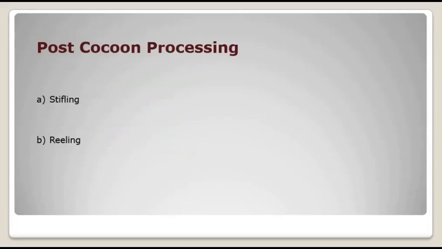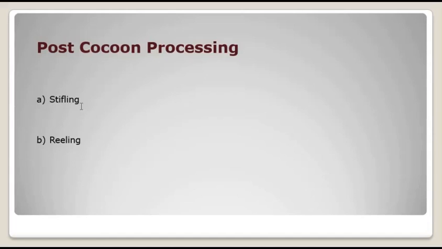Right? Now let's move ahead and see what post cocoon processing is. Post cocoon processing is nothing but the methods of obtaining silk thread from cocoon. Methods of obtaining silk thread from cocoon are said to be post cocoon processing, and it includes two main stages, that is stifling and reeling. Now let's focus on stifling. Stifling is basically the process of killing the cocoons. It's termed as stifling.